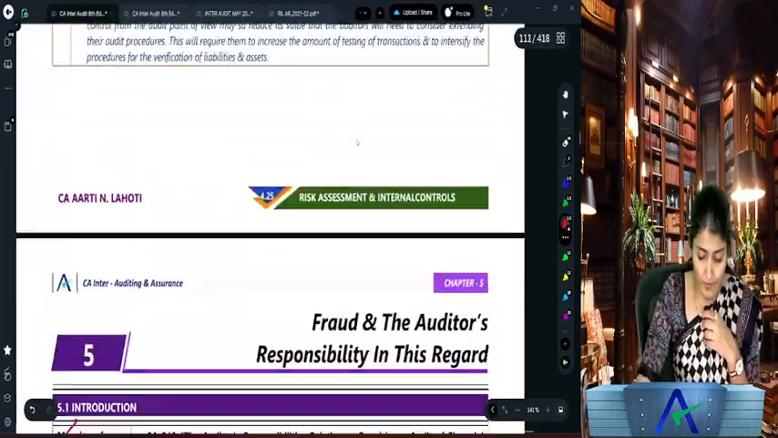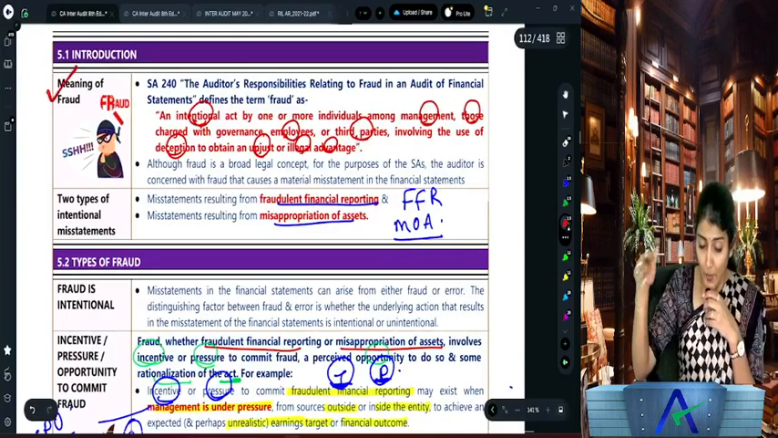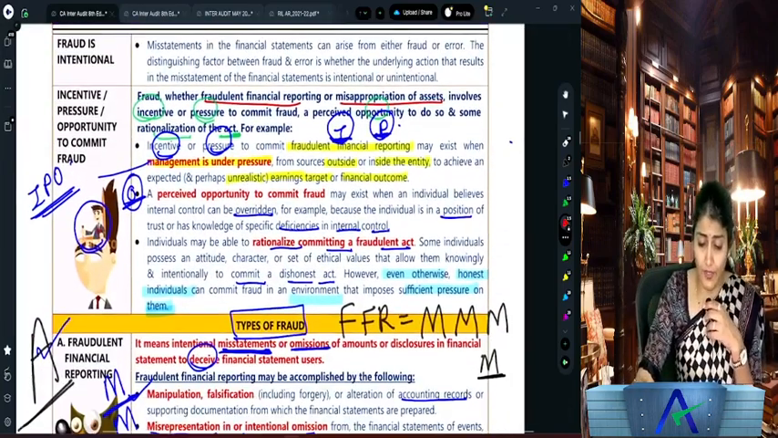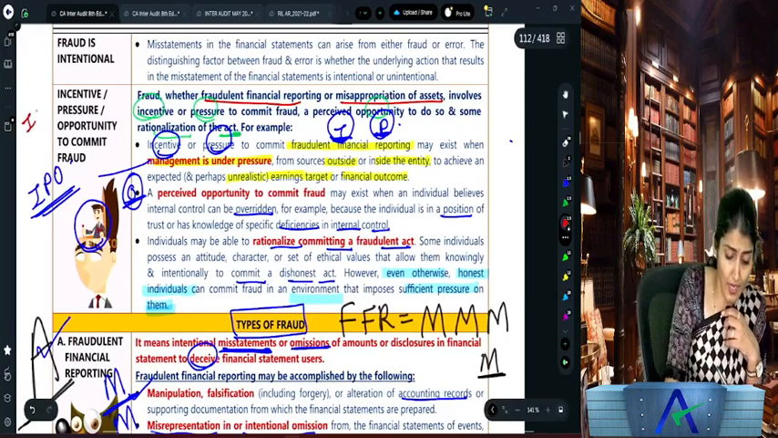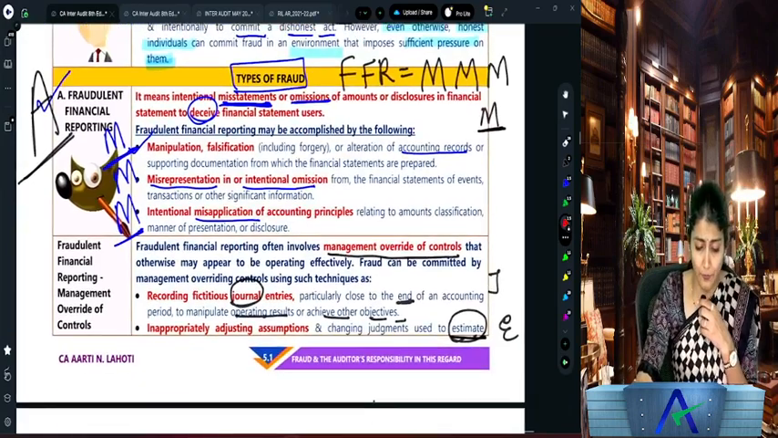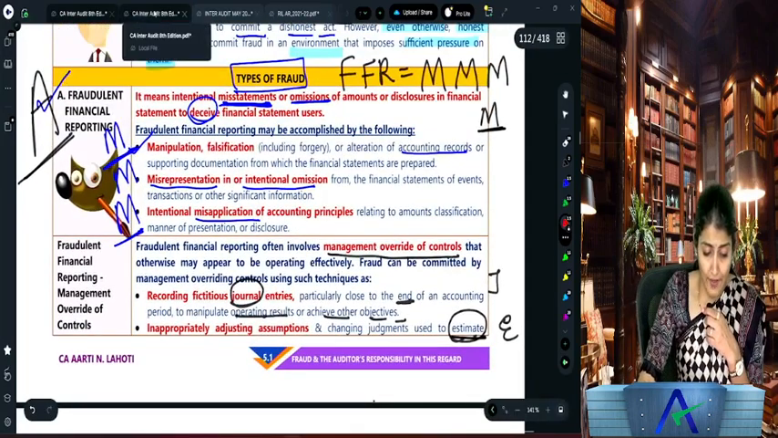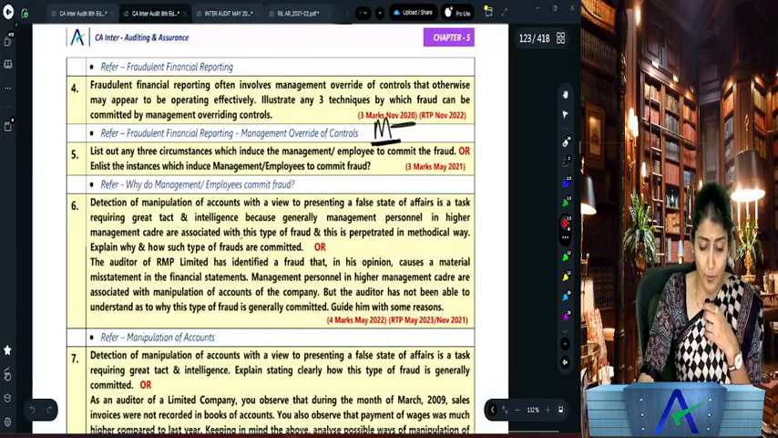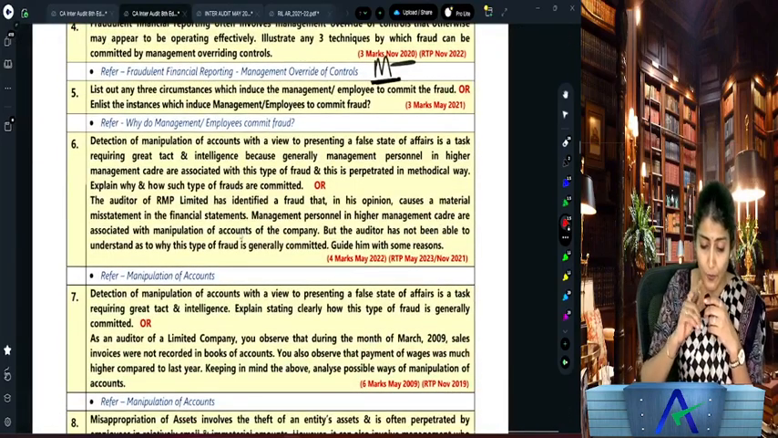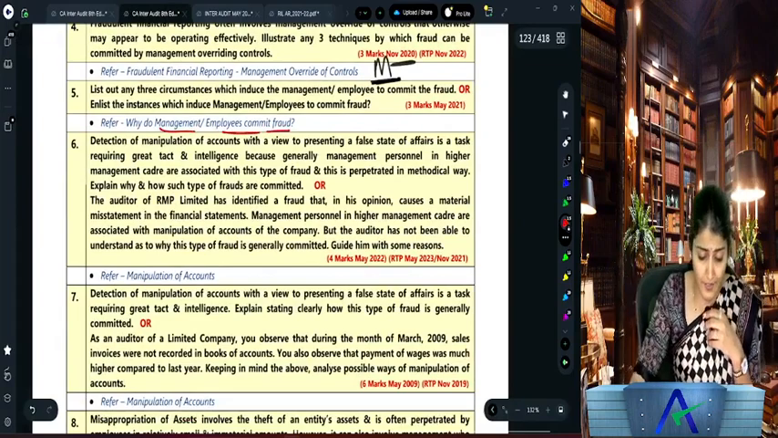So what are we discussing over here? Fraud. One, we discussed the meaning of fraud. Then we said fraud is intentional. Then there is the IPO, incentive, pressure, opportunity to commit a fraud. And then what are the types of fraud? Fraudulent financial reporting and the misappropriation of the assets. So if you look at the question bank, what does it say? Why do management employees commit a fraud?